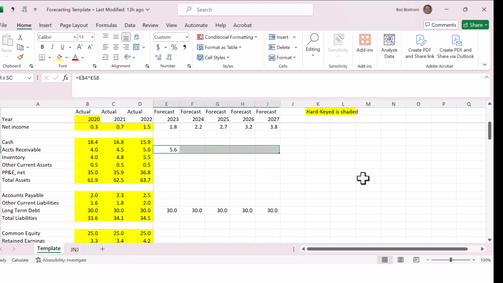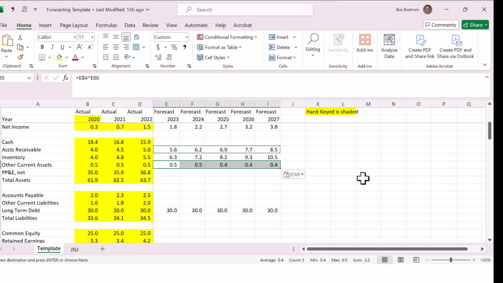Similar to what we did above, I'm going to highlight these cells with a shift and a right arrow key and then hit Control R because it pastes those to the right. And now what I'm going to do, and this is going to make it efficient, all this is highlighted, I'm going to hit Control C, which is a copy, and I'm going to paste it wherever else we are going to be forecasting things based on sales. So inventory is going to be based on sales. So I'm going to hit Control V right here. Other current assets, I'm going to hit Control V right there.